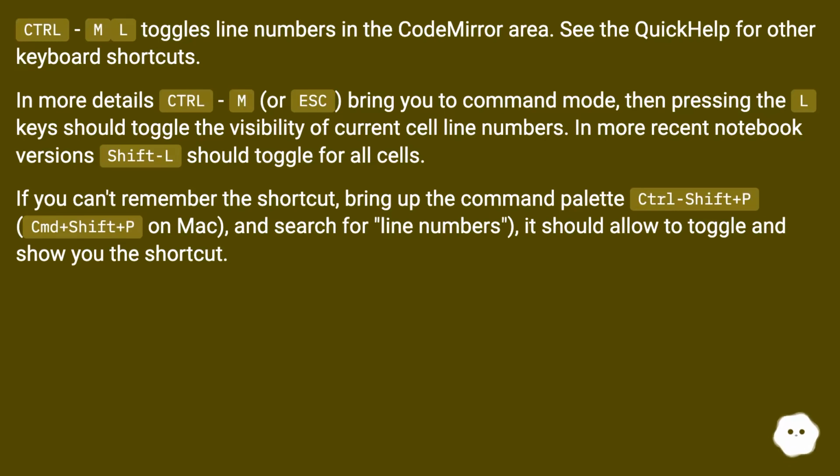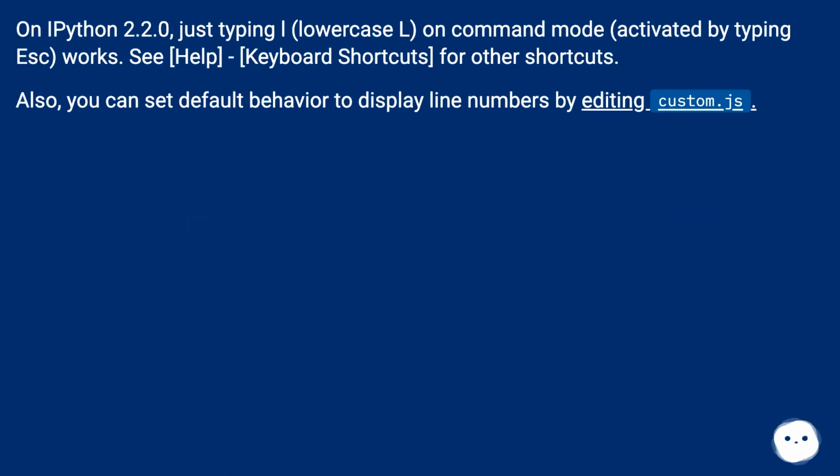If you can't remember the shortcut, bring up the command palette, Ctrl+Shift+P, or CMD+Shift+P on Mac, and search for line numbers. It should allow you to toggle and show you the shortcut. On IPython 2.2.0, just typing L, lowercase l, in command mode, activated by typing Escape, works. See help for keyboard shortcuts or for other shortcuts.